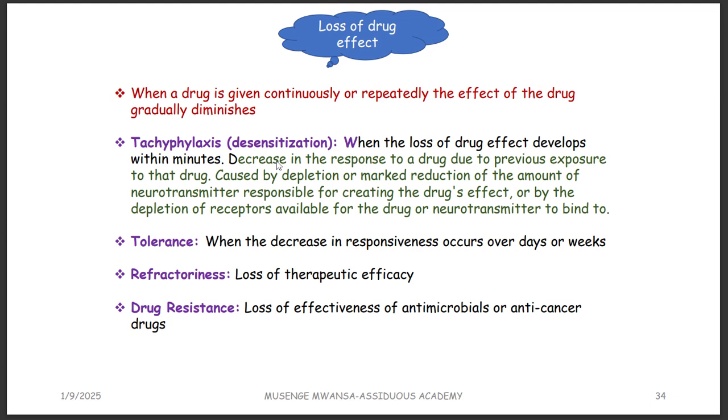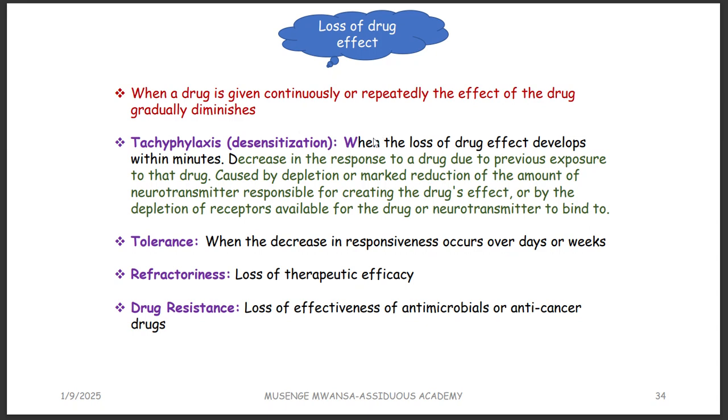When a drug is continuously given, its action gradually diminishes. Of course there are different terms for that, but the first one that tells us of the loss of drug effect is tachyphylaxis. Tachyphylaxis is also known as desensitization. What is desensitization or tachyphylaxis? It is when the loss of drug effect develops within minutes. Like you give a drug and within minutes you can't respond to that drug anymore. It made you feel better for a bit of time, but you can't feel better anymore. There's desensitization that has happened.